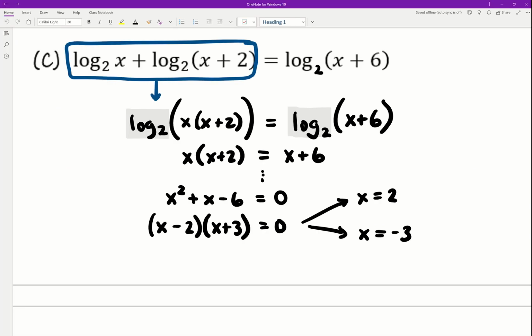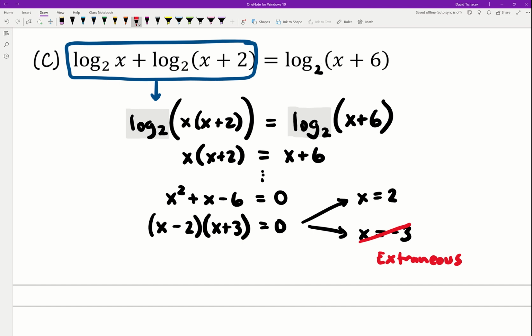Yes, okay. So yes, we're going to have to go ahead and throw out our negative result. That is extraneous because when we try to plug it back into the original equation, it's going to result in us trying to feed a negative number into a logarithm, which is never allowed. So we're going to only accept our positive solution here as our final answer.